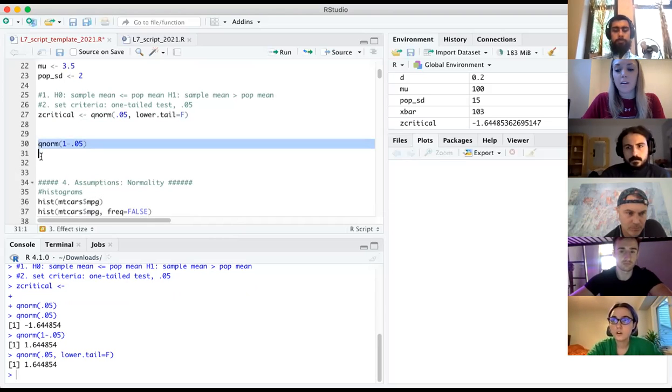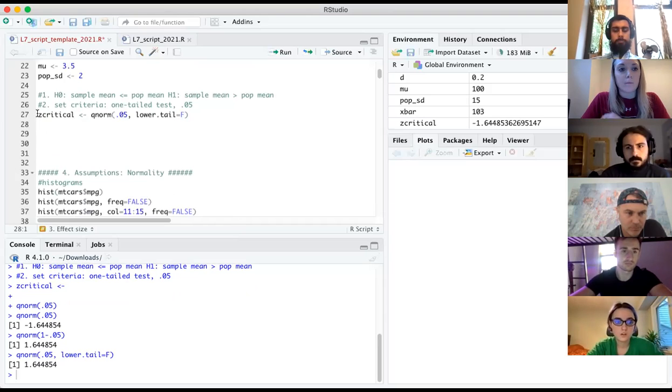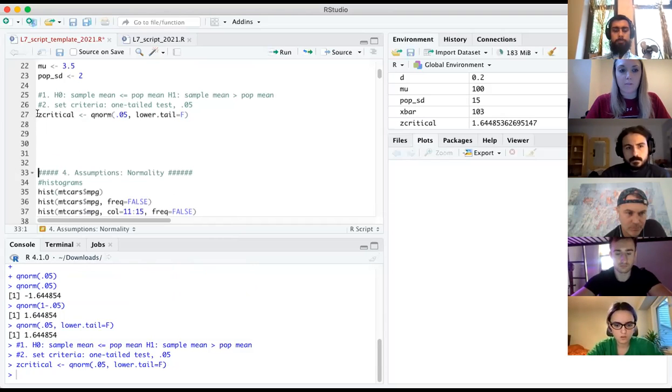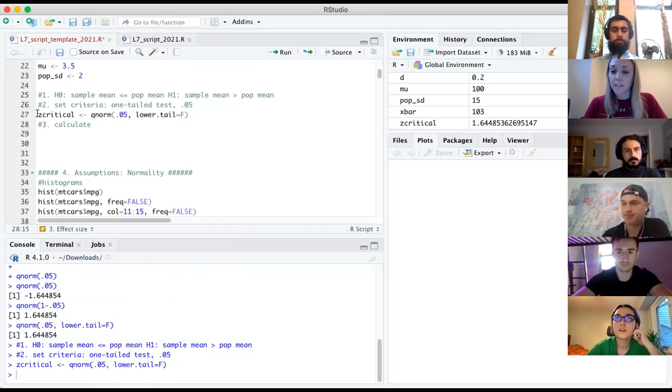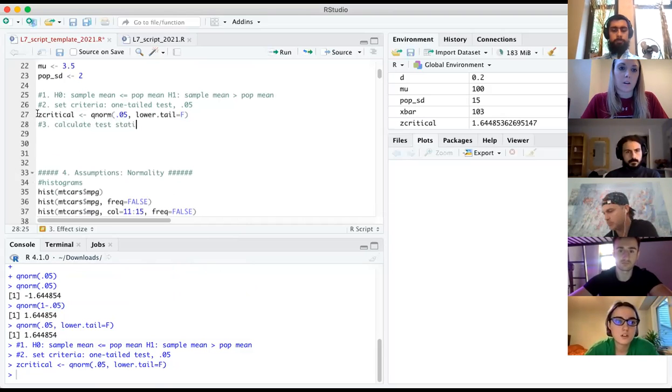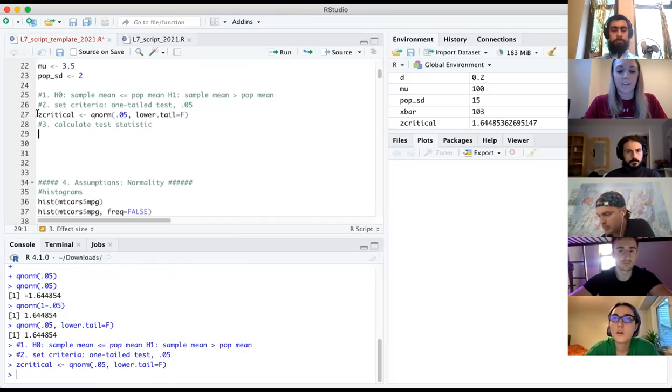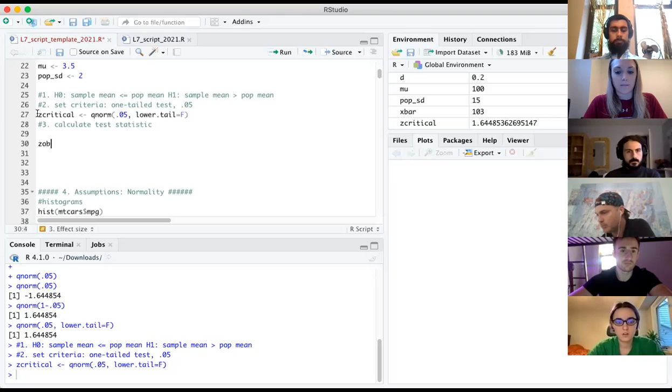So that tells us the cutoff of what value we should be looking for. And then the next thing we do is calculate our test statistic, which is our Z observed. So that's the one sample Z test, the test statistic itself. So does anyone remember the first thing we need for that? We need to calculate something before we can do Z observed. But what do we need first?